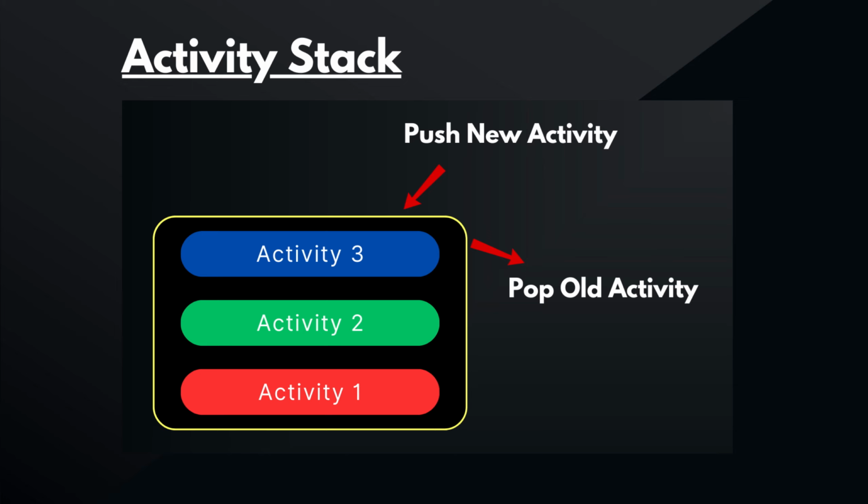When I open another screen, this activity is pushed to the container. Now only one activity is in the running or active state, and two are in the paused state. But all three activities are in the memory. When I click the back button, activity 3 is popped from the memory, and when I click back again, activity 2 is popped. When I click back again, my application first comes to the paused state and then to the stopped state. So this was all about what is activity stack.